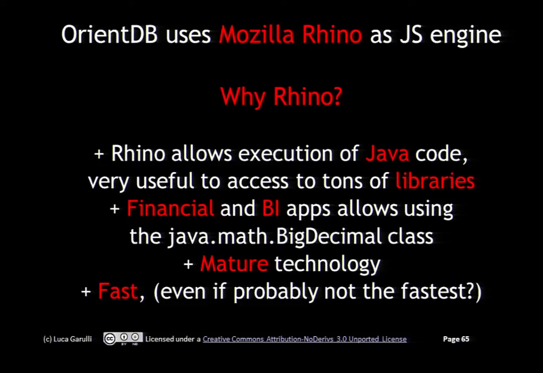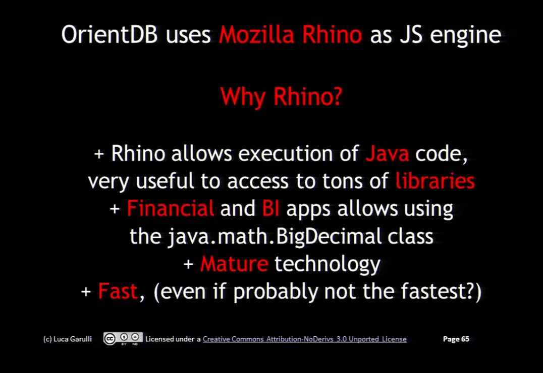This is important for an application we developed using this approach. The problem when you use numbers is that JavaScript has float and double, and they are not so good when you manage numbers. You need a better approach, and Java provides the BigDecimal class with a good way to round the numbers and makes financial and business intelligence queries.